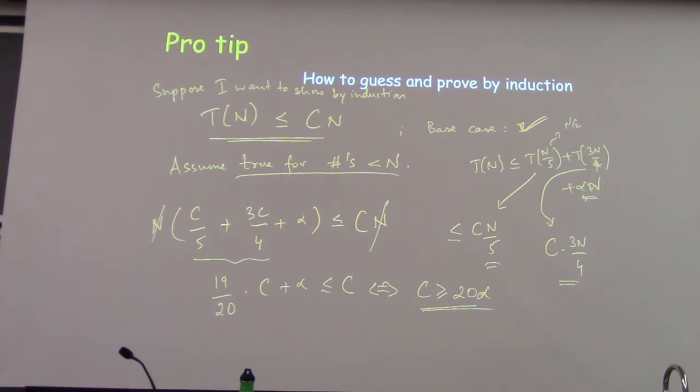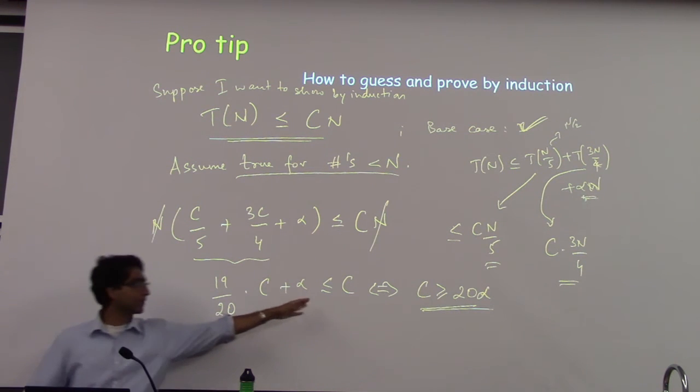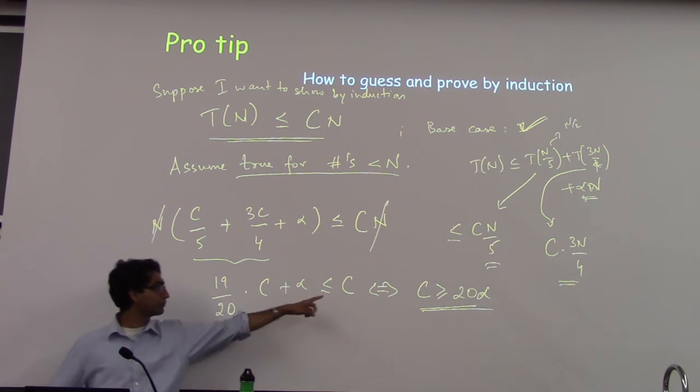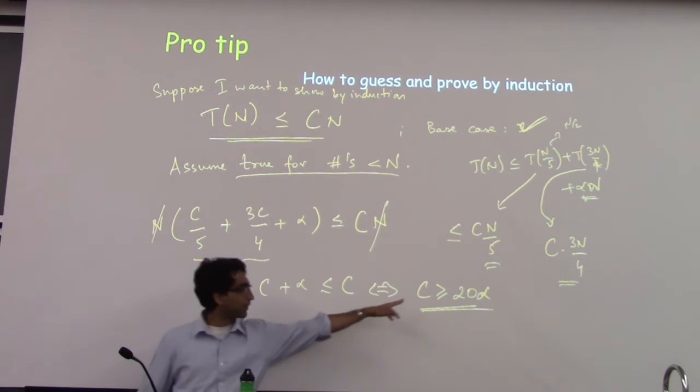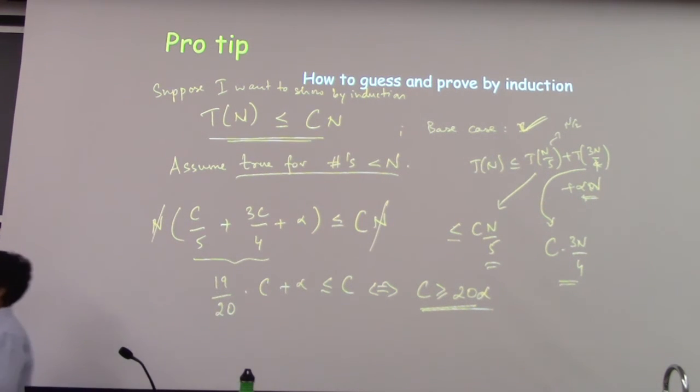How did you get the 20 alpha n on the right side of that comparison? Oh, here it was just basic algebra. C by 20 must be bigger than or equal to alpha, which means that C is bigger than or equal to 20 alpha.